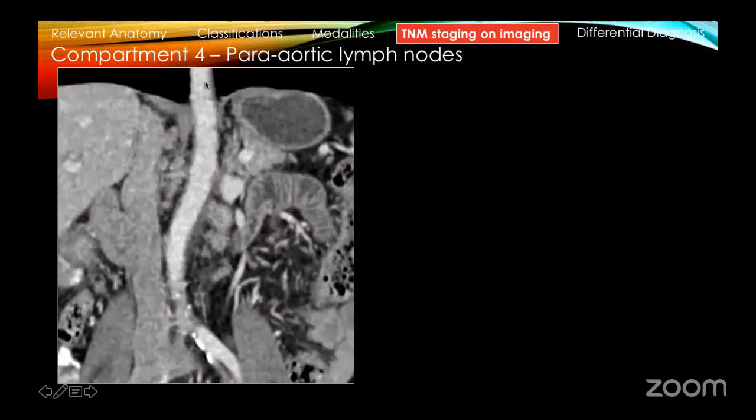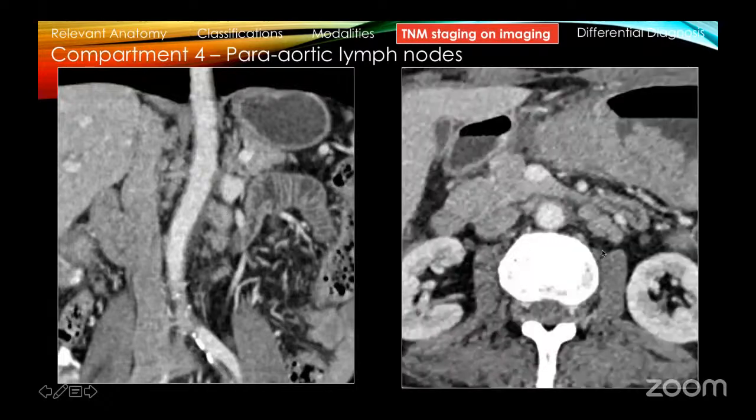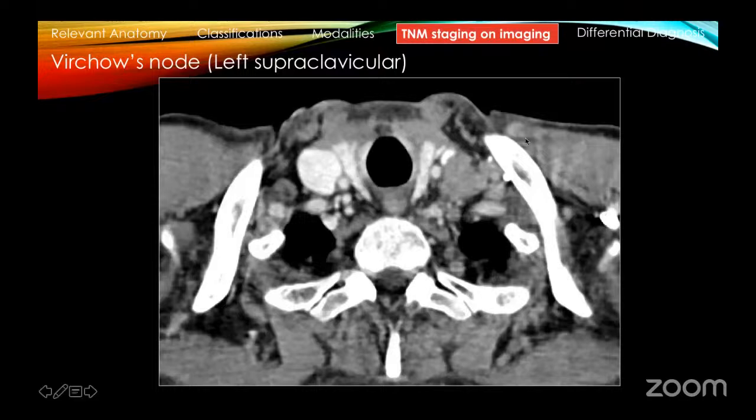This is a coronal section. This is the aorta, and here we see the left para-aortic nodes here, beautifully seen. Here are the large para-aortic nodes, and this is the gastric mass, which is the primary. The Virchow's node, as we know, is the left supraclavicular node, and needless to say, in any case of gastric cancer, this has to be covered in the chest CT, and we need to see if it's present.